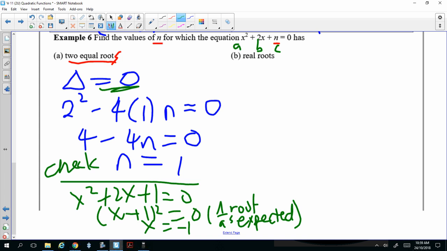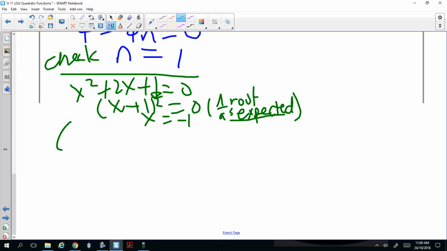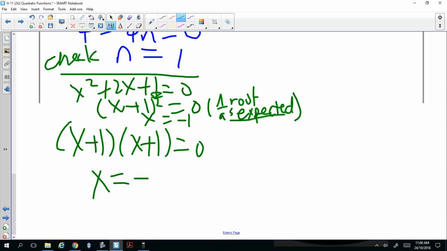Or 2 equal roots, right? If you look at the perfect square, there are 2 brackets. So 2 equal roots, because you can go x plus 1, x plus 1, but they're just equal to each other. Okay, any question? Let's try the next one.